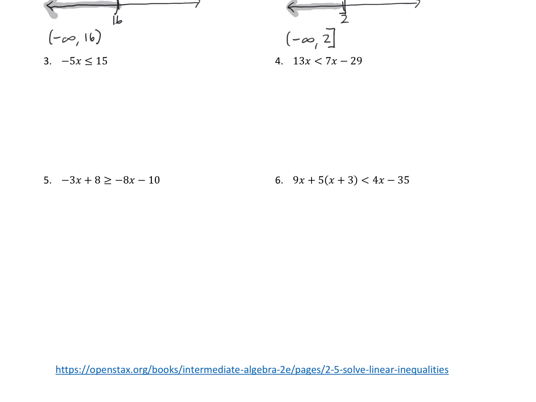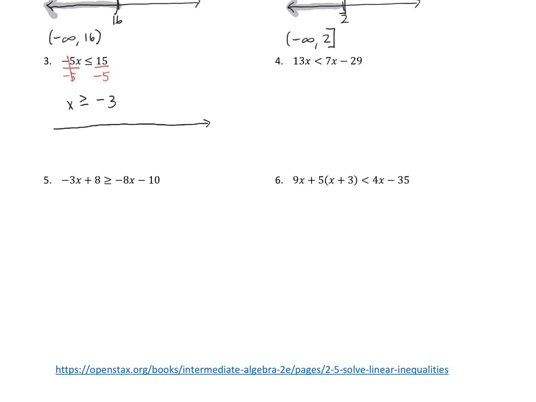So in this case, I have a negative 5x. To undo that, I want to divide both sides by a negative 5. And since I am dividing by a negative, I'm going to flip my symbol. So instead of having less than or equal to, I'm going to have now a greater than or equal to. 15 divided by negative 5 is negative 3. So x is greater than or equal to negative 3.